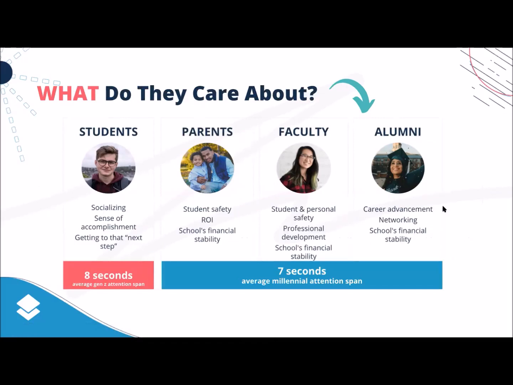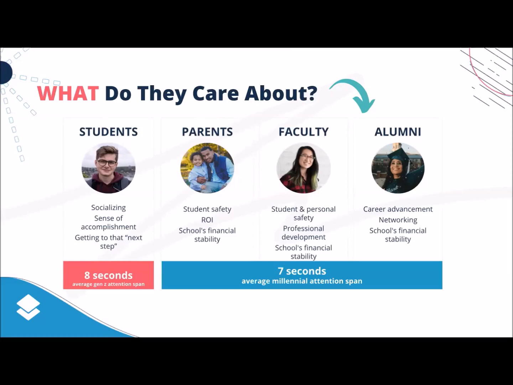So what do they tend to care about? Students tend to care about being social. They want to have a sense of accomplishment and getting to that next step. Whereas parents want to know about student safety. What's my return on investment? What's the school's financial stability? Do I need to worry about my child being at the school for 2 years and it closes?